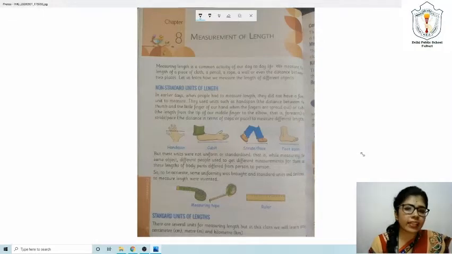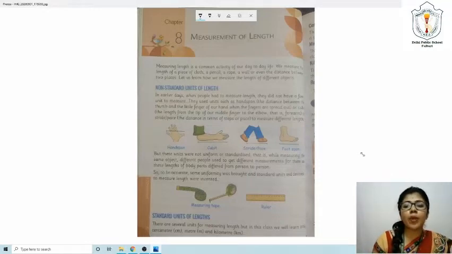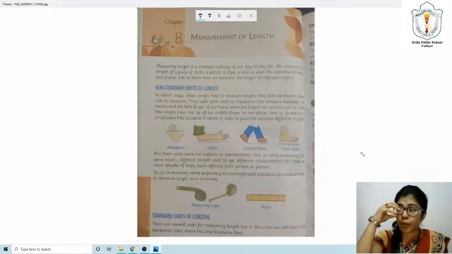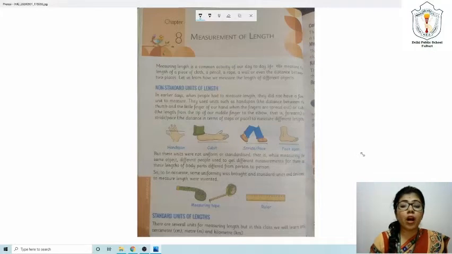Measuring length is a common activity in our day-to-day life. We measure the length of a piece of cloth, a pencil, a rope, a wall, or even the distance between two places. Let us learn how we measure the length of different objects. Now, how do we measure? There are certain objects that are used to measure.